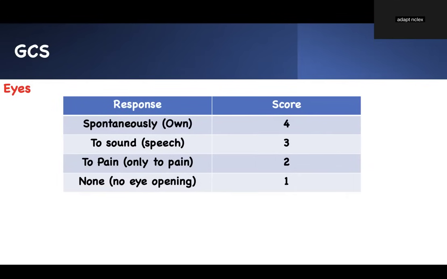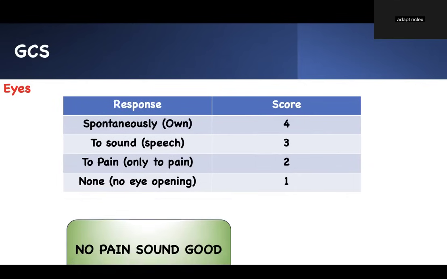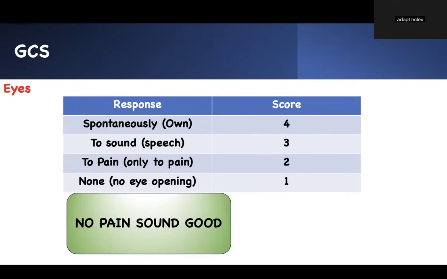How do you remember? The mnemonic for this is: no, pain, sound, good. Why? No is the last one, none, which is 1. Pain, if I pinch you before you open your eyes, is 2. And then sound is 3. And then spontaneous means it's good. Therefore, the mnemonic to remember eye movement regarding GCS is: no pain, sound good. No pain, sound good.